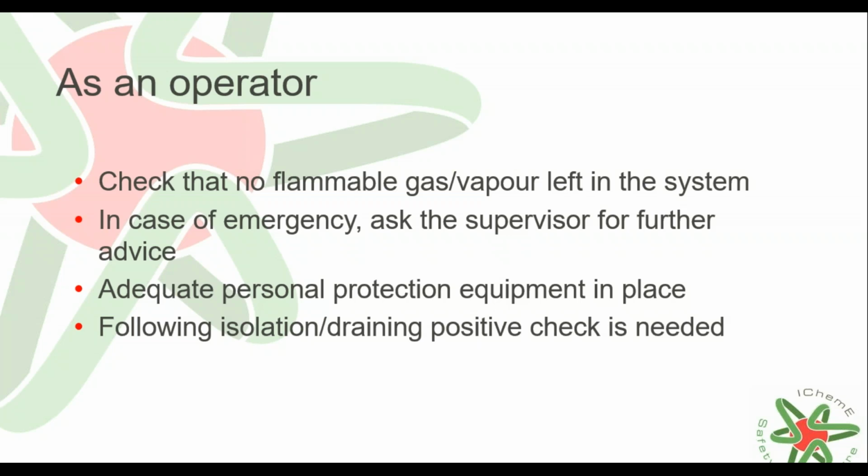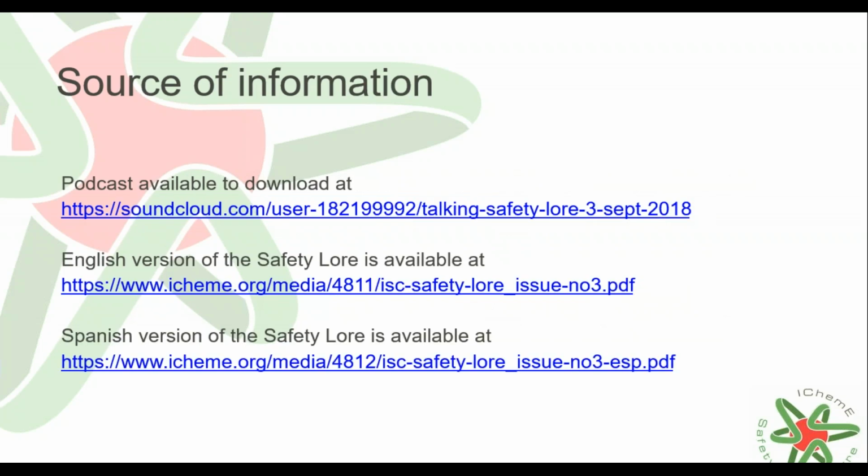So again, this was not a complete list of recommendations, but at least it gave you some ideas of what an operator can do relating to flare system safety when you conduct your work. For more information and the source of information, you can download the PDF version of the safety law. You can see here that we have the safety law available in English and in Spanish. And there is also an MP3 format of the law, in the form of a podcast, that you can download. And please feel free to distribute all versions.